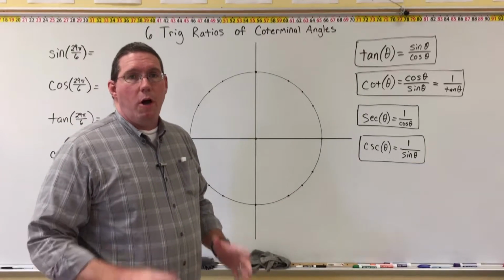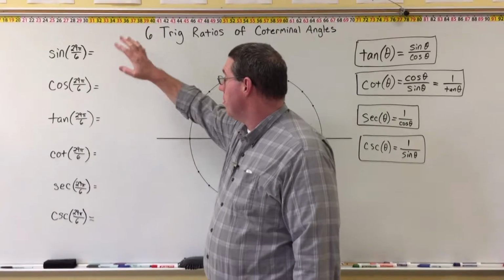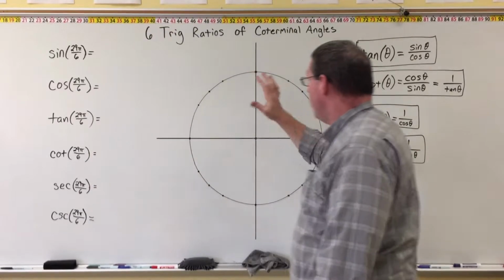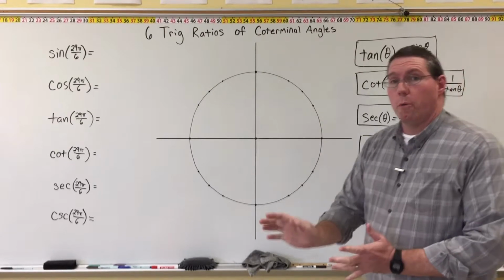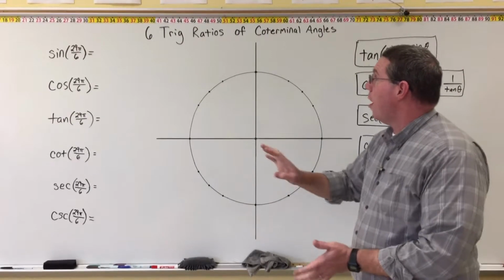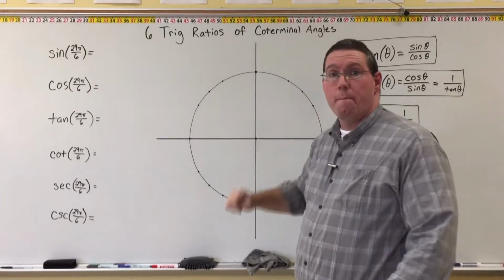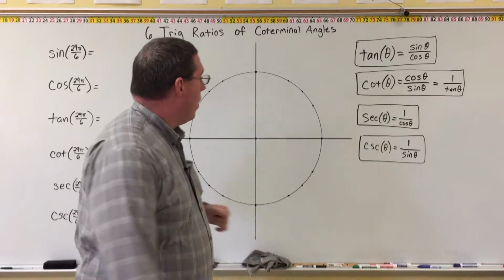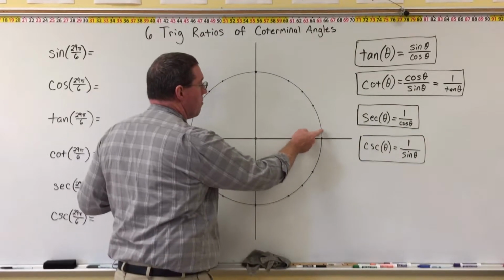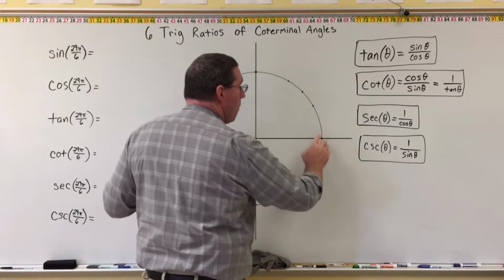Okay, now that we know how to identify all 6 trig functions using the unit circle, what I want to do now is move forward and identify the 6 trig ratios of coterminal angles. You remember coterminal angles. Remember we said that we don't have to go just from 0 around to 2 pi, right? We can actually go backwards.